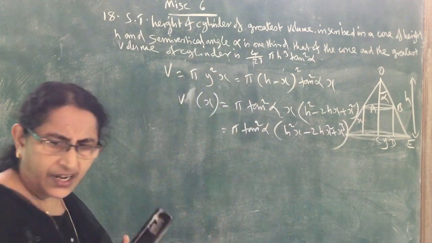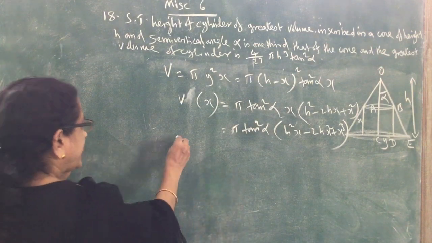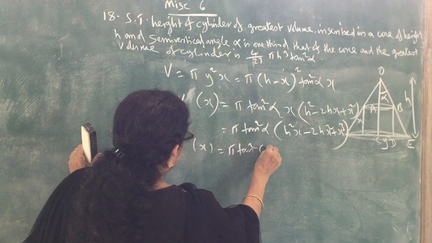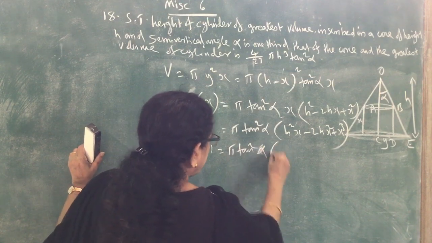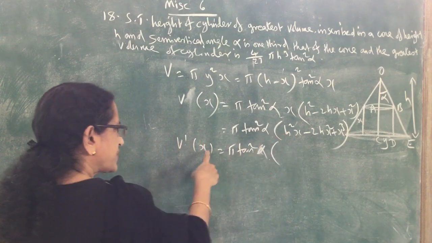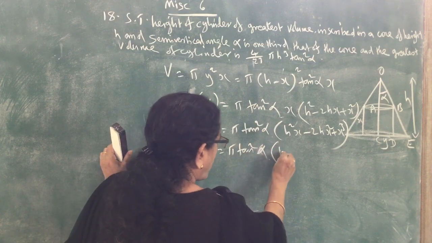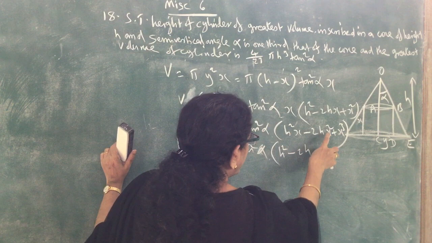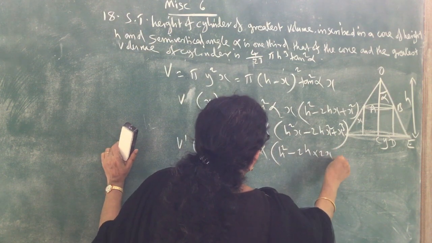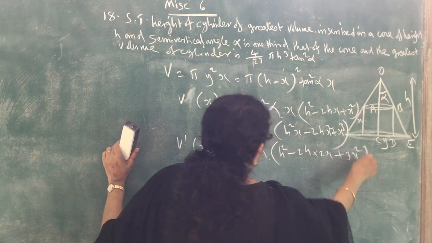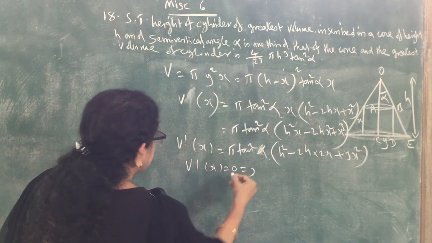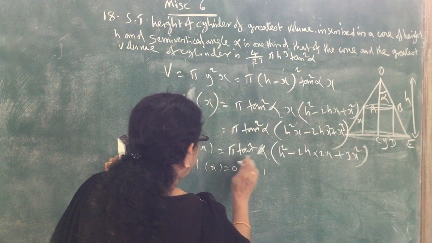Now we can find the derivative V dash. V dash x equals pi tan square alpha into the derivative of this with respect to x. H square is constant, so h square into the derivative of x, which is 1, minus 2h into the derivative of x square, that is 2x, plus 3x square.